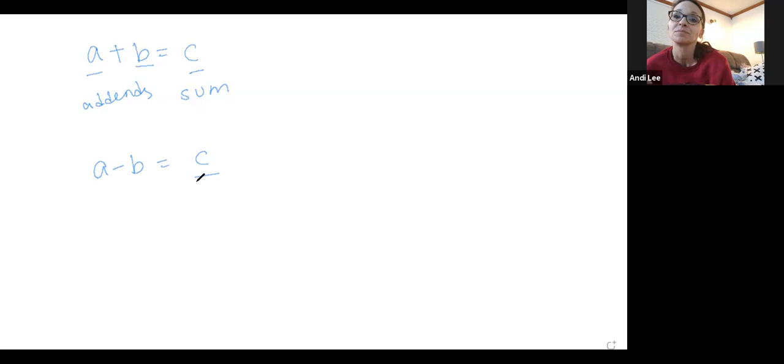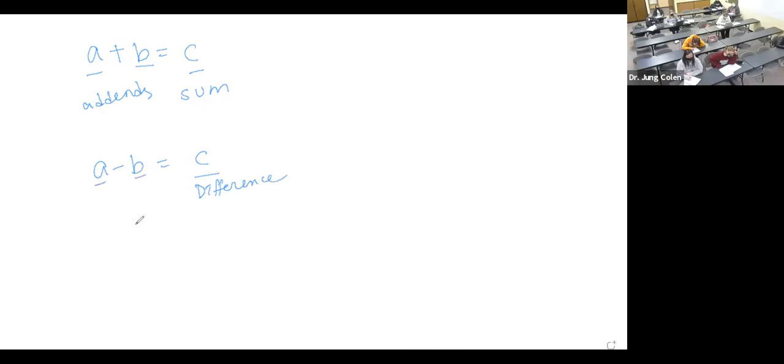How about in subtraction? In addition it doesn't matter which one is added first, but in subtraction it does. How about a minus b in subtraction? What do we call that c? The final answer? I hear something new. It's called the difference. And does it matter what we call a or b? Or can we mix that around? If you mix it around, it changes it. There we go. So we shouldn't mix them around, right?